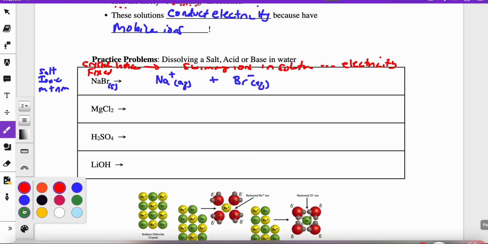So let's take a look at the next example, magnesium chloride. It is also a salt or ionic compound, metal bonded to a nonmetal. Magnesium being first in the formula is your cation. Water yanks magnesiums away from the lattice. So now we have a magnesium. It's set free, so we put it as aqueous. It's a cation, so it uses a plus charge. But magnesium is in group 2, so it actually carries a +2 charge, not a +1.